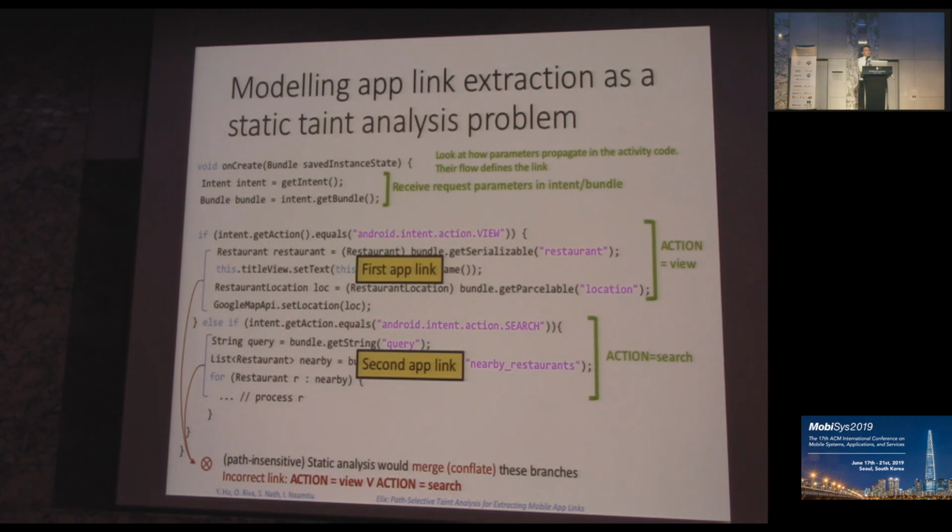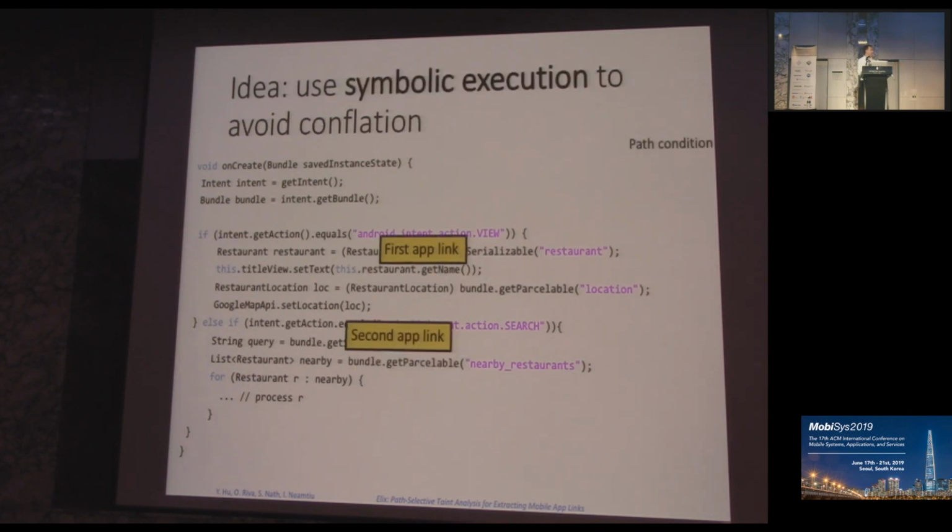The problem is, if you want to discover this using just vanilla static analysis, what happens with static analysis when we get to a point where the two branches of an if-then-else merge is that the information is merged, so you lose precision, and it's going to be impossible to discover the link because the two branches are conflated. So to address this, we use something called symbolic execution.